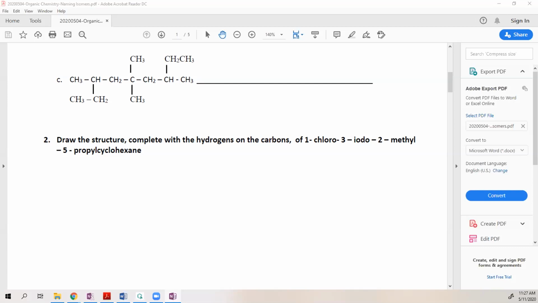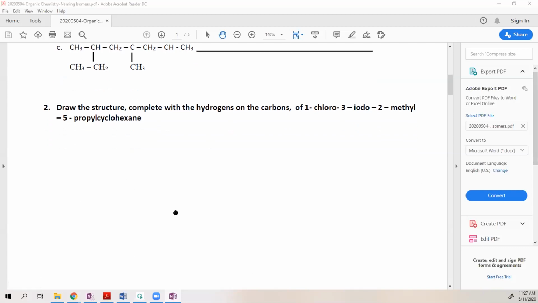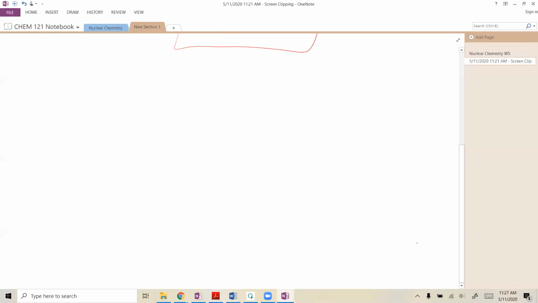Are we doing part C still? No, no, we're on to number 2. So draw the structure with the 1-chloro, 3-iodo, 2-methyl, 5-propyl cyclohexane. The cyclohexane. Right, our cyclohexane is going to be our base. Very good. So cyclohexane. 1, 2, 3, 4, 5, 6.